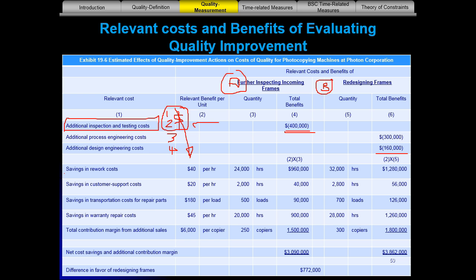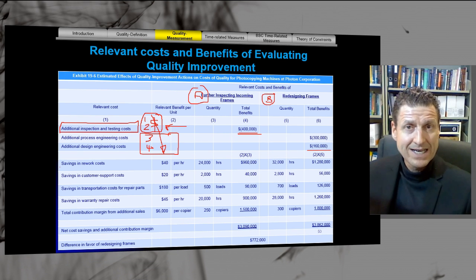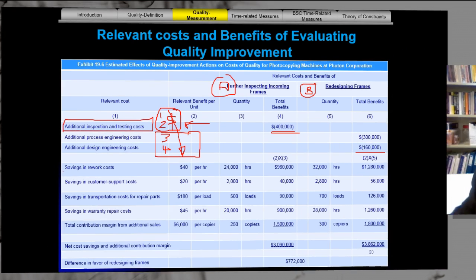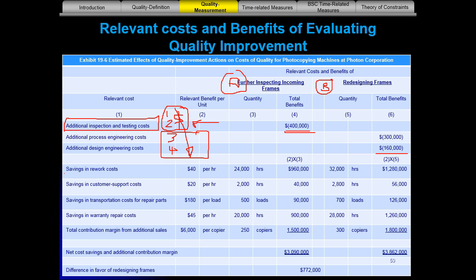If you spend that amount here, you're going to get benefits down in terms of savings, in terms of less internal failure, in terms of less external failure. So let's just have a look at some of these Group 3 and Group 4 costs that we are saving, and they are the benefits that we are looking for with these initiatives. So for option A, we are having savings of rework costs of $960,000, but with option B, now we have $1.28 million in saving.